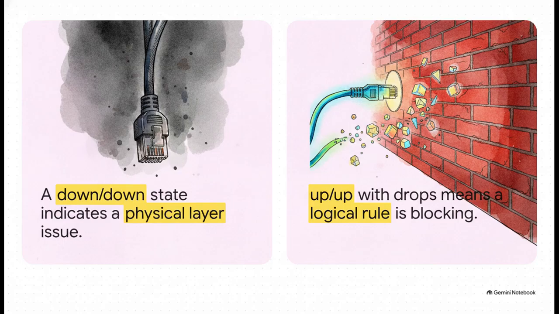This right here brilliantly illustrates the difference in what you're looking for during that very first step. If you run your verification command and see a definitive down-down state, it's telling you a cable might just be unplugged, or maybe hardware has failed outright. But an up-up state, where traffic is still failing, means your physical cable is perfectly fine. It's a logical rule, like an access control list that might be blocking your data.